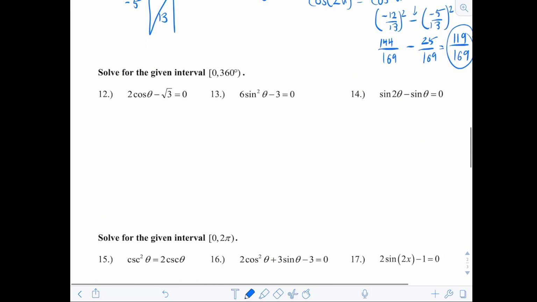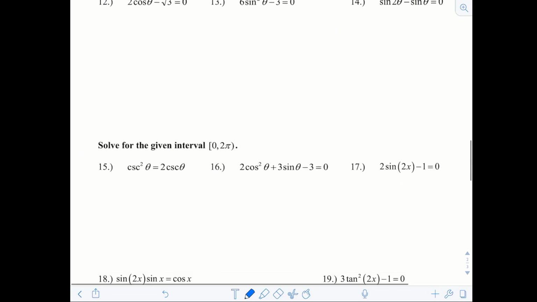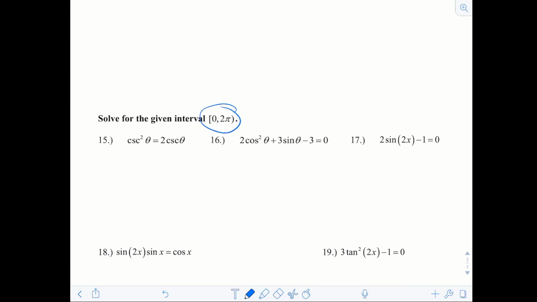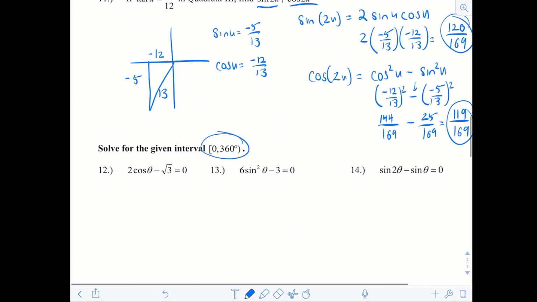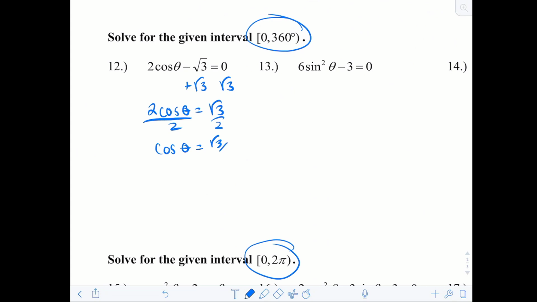Now with this next group, for numbers 12, 13, 14, the interval is from 0 to 360. That also means that we're not including 360, so we do not need to worry about that value. That means that these are going to be in degrees, while the remaining bunch are going to be in terms of radians. So you need to be aware of that. So the first group, I'm going to add root 3 to both sides. So I get 2 cosine of theta is going to be equal to root 3. Divide everything by 2. And I end up getting cosine of theta is going to be root 3 over 2.